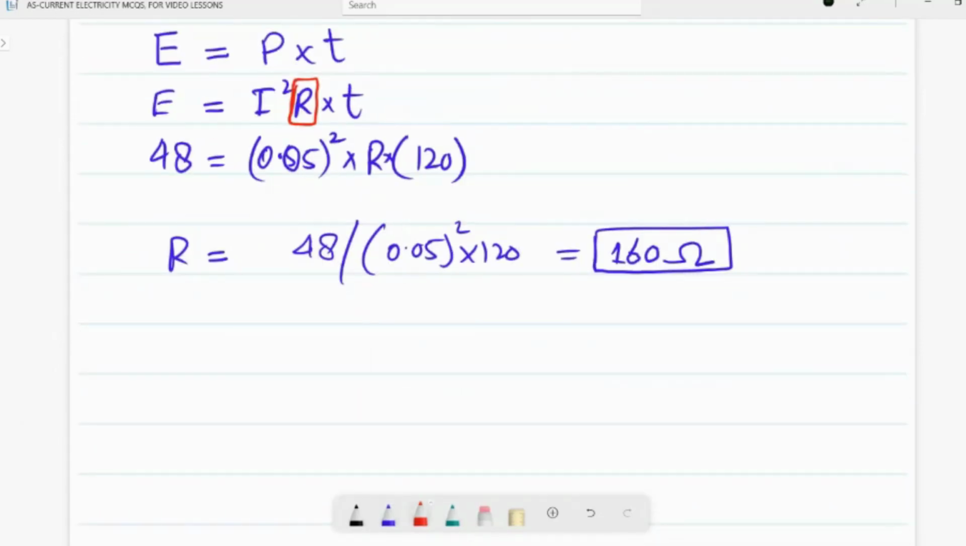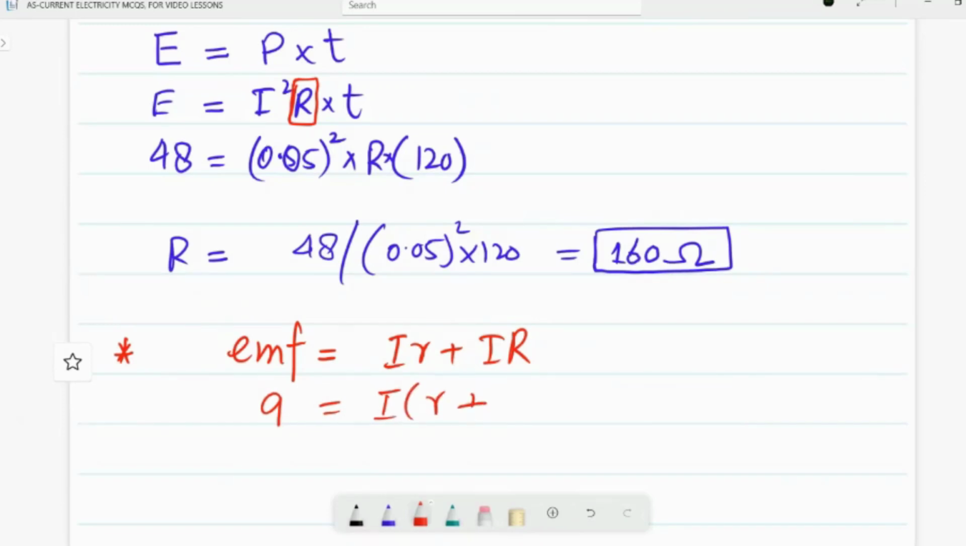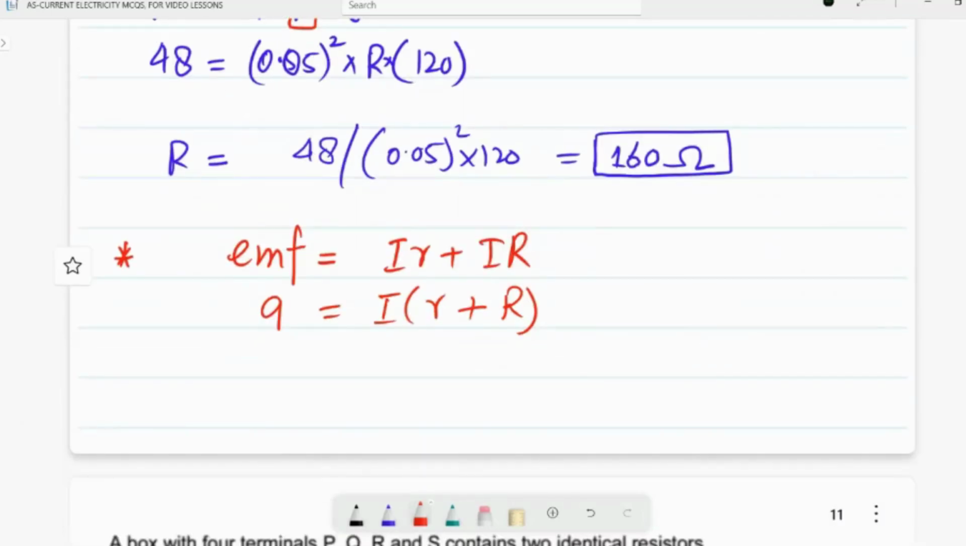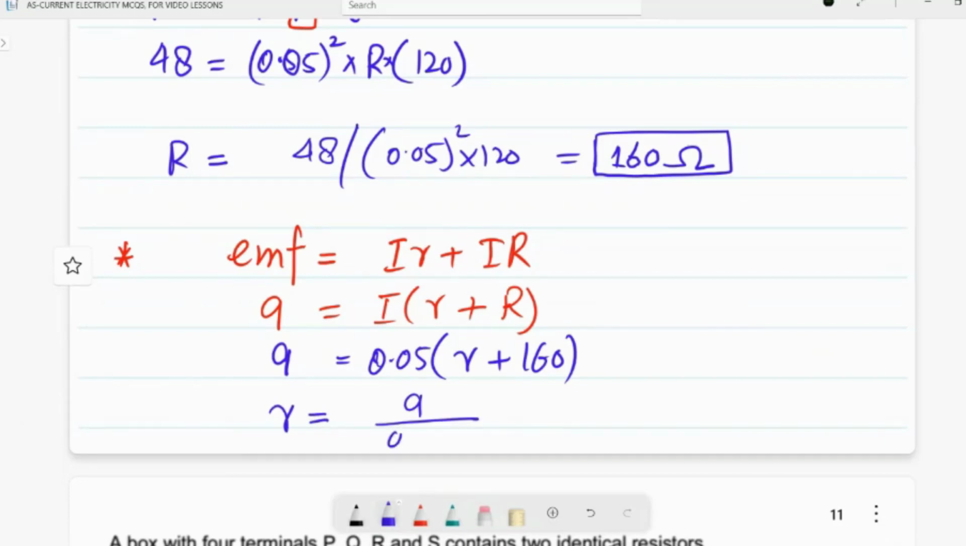Now, as this is one part that I calculated, I'm going to apply the concept of internal resistance. As I know that EMF of that circuit is basically equal to the sum of potential differences. So your EMF is equal to I times small r plus I times capital R. So EMF is your 9 volts, and I can take out this I as common. It would become small r plus capital R. So it's very easy to understand in this way. Your I is 0.05, your small r is unknown, and your capital R is 160, and this would be 9 over here. So after solving for small r, I would get 9 divided by 0.05 minus 160. So this will give you 20 ohm resistance.